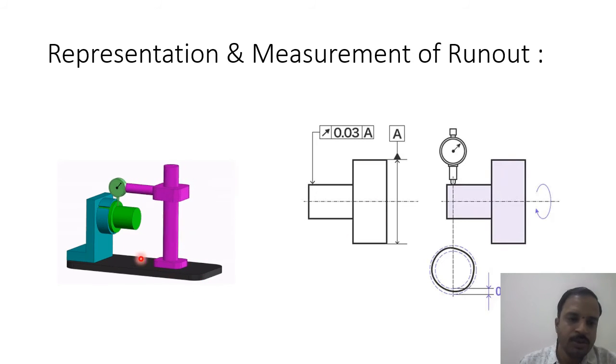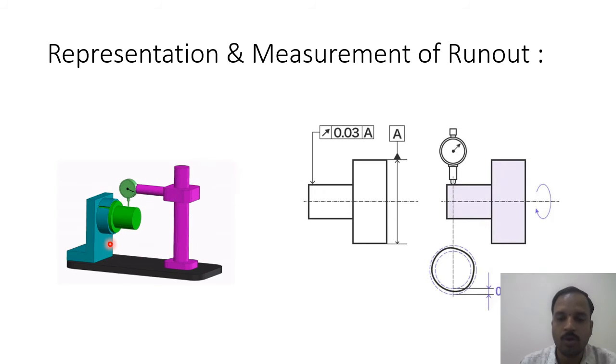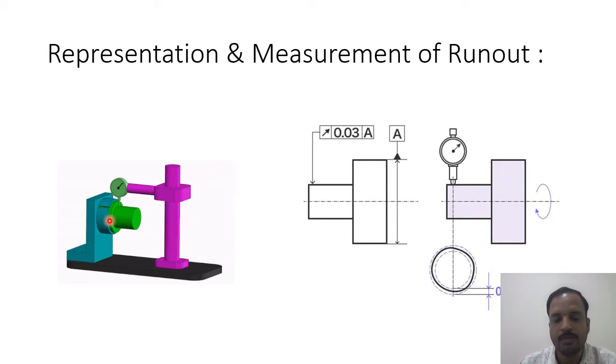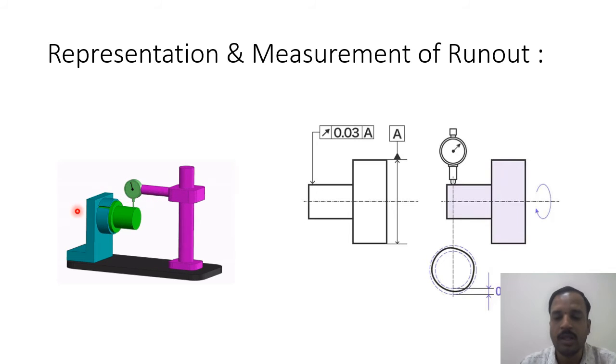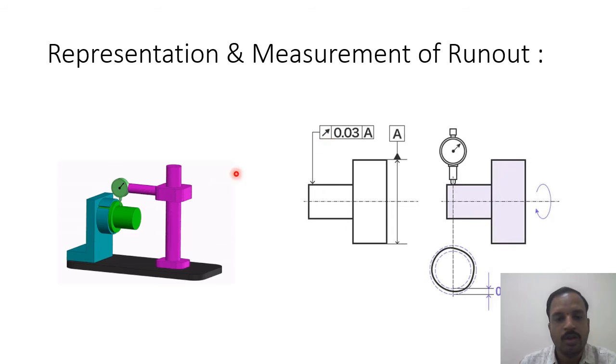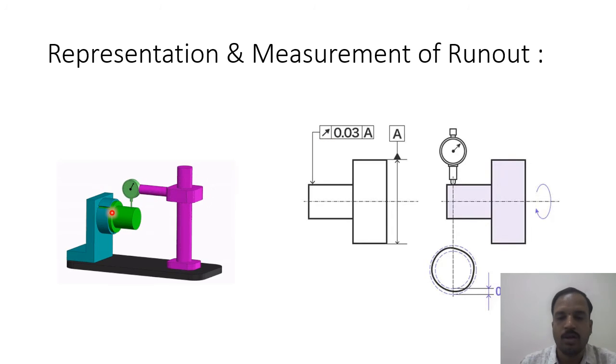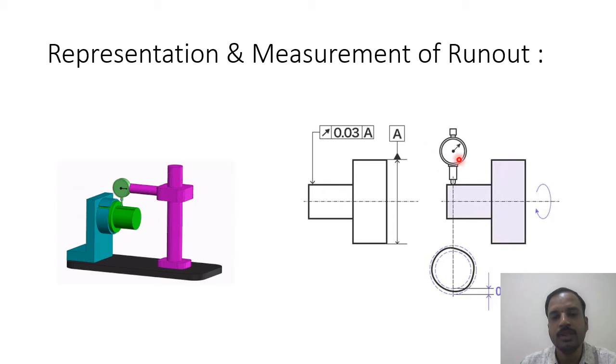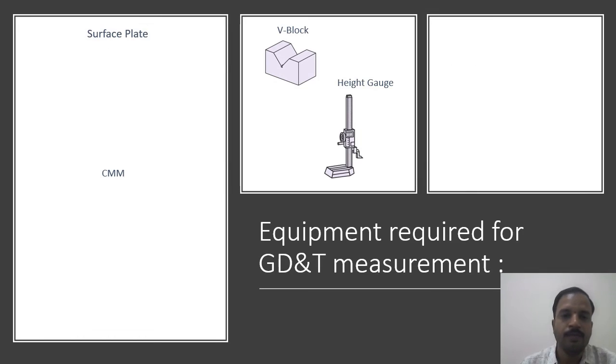It is being measured using the dial gauge, and this is measuring the total runout. Total runout means runout over the surface, over the line. It is not at one place but over the line. So this symbol is for a one-place runout, and this symbol is for a total runout. It is measured using the dial gauge.